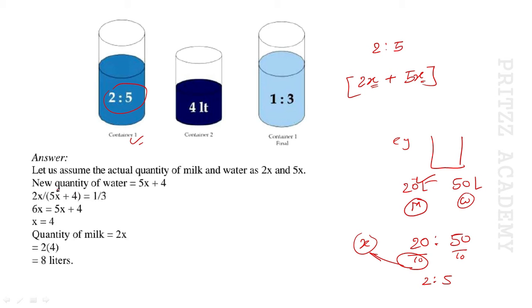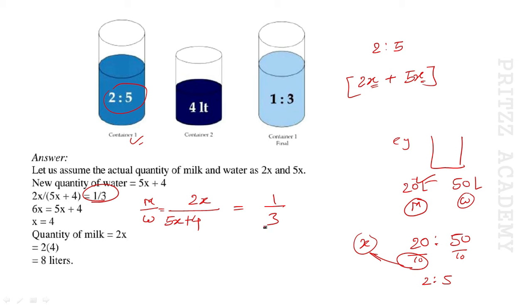So how can we find it? We know that the final ratio is 1:3. So we just write the ratio like 2x upon 5x plus 4. Okay, what is this 2x? This is milk upon water. 2x upon 5x plus 4 is equal to the final ratio, and the final ratio is given as 1:3.